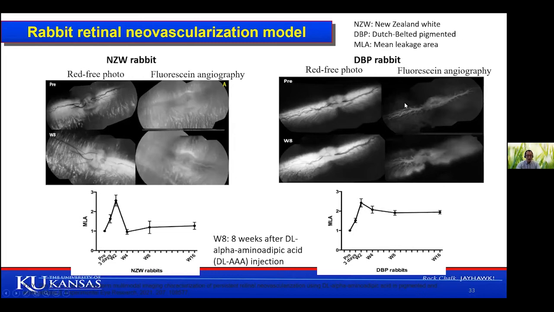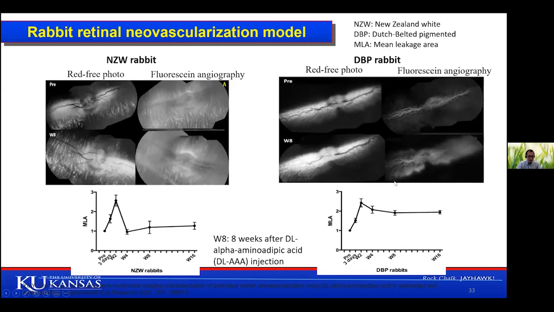We use two rabbits: New Zealand white rabbits and dark-belted pigmented rabbits. Those are two different rabbits. New Zealand white rabbits are albino rabbits, which do not have a melanin layer, so they do not have color pigment at the bottom of the eye. It's easier for the ultrasound and the laser to propagate because there is no black pigment. But the pigmented rabbits are a little bit harder because they have that melanin layer. It's black, so it's going to block the laser light.